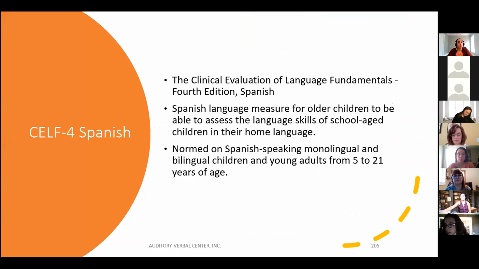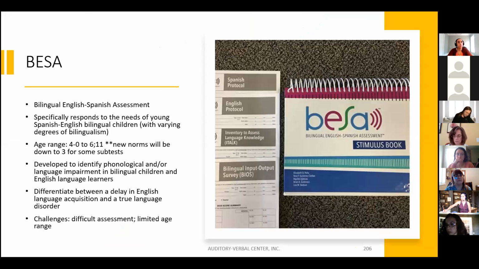The BESA, which I do really like, is specifically normed for bilingual children. You can give it both in English and in Spanish. My biggest complaint about it was that it really didn't start till age 4. It's 4 to 6'11", which is a pretty narrow window, but they are developing norms down to 3. It was specifically designed to identify phonological and language impairment in bilingual children or English language learners. I like this assessment a lot, but for some children it's very difficult. A 4-year-old who was just implanted is not going to be able to take this.